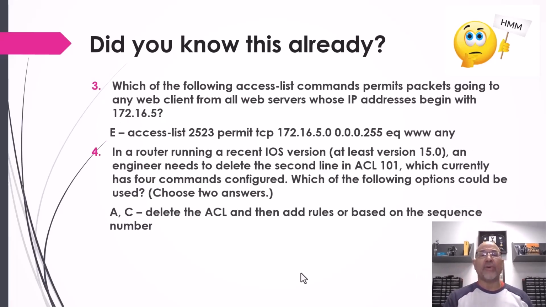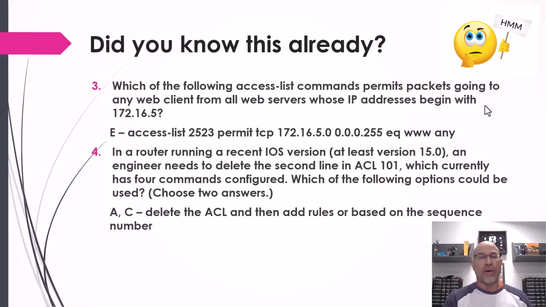Question number 3, which of the following access list commands permits packets going to any web client from all web servers whose addresses begin with 172.16.5? This is the same question as earlier, but flopped around. So the only one that matched there was E. Again, correct number, right? 2000 to 2699, and then correct field orders.